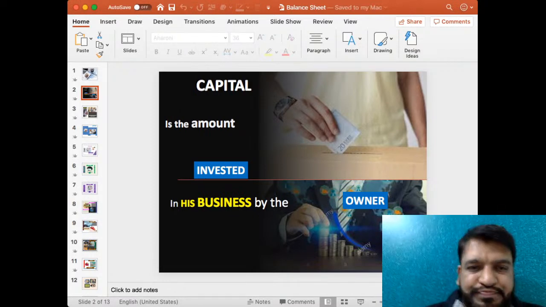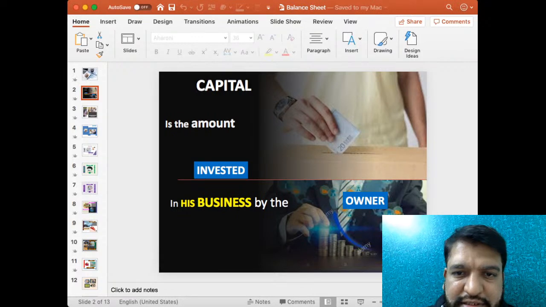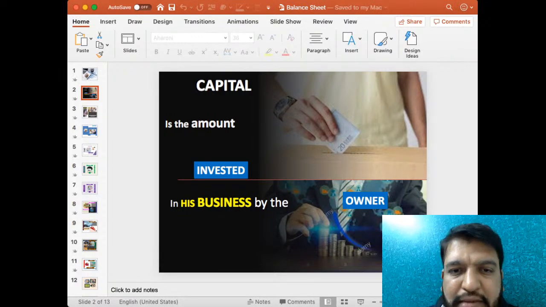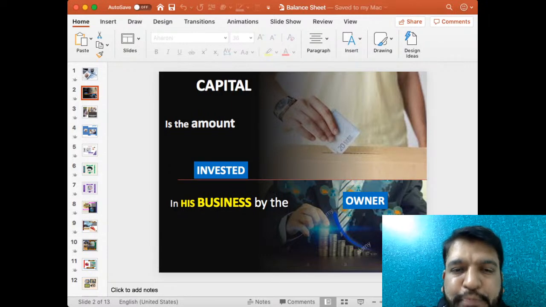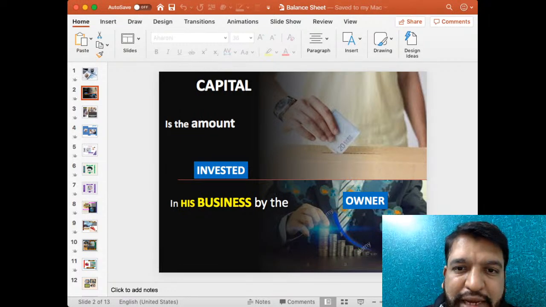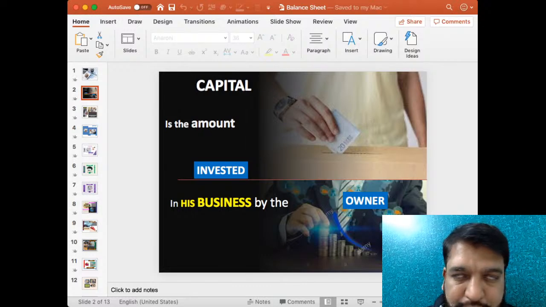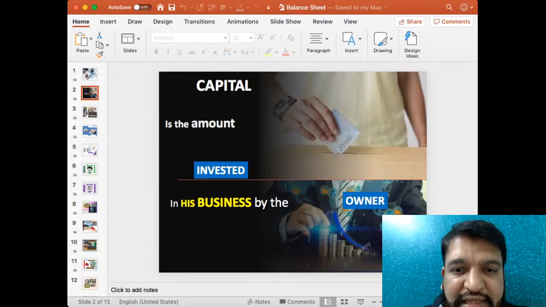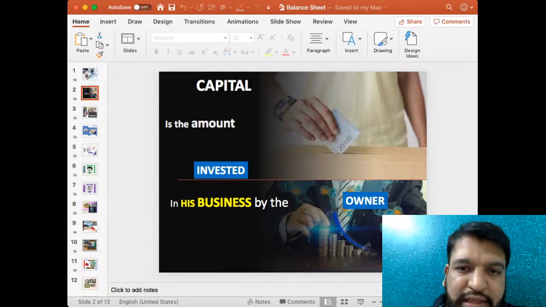Okay, so now what a capital is. Capital is basically the money which the owner puts into the business. It could be in any form. It could be cash, or it could be his bank balance, money in his bank account. It could be furniture, it could be building, it could be machinery, it could be motor vehicle, it could be anything which has monetary value. अगर बेचेंगे तो पैसा आएगा, वो सारी चीज़ें कैपिटल में शुमार हो सकते हैं.